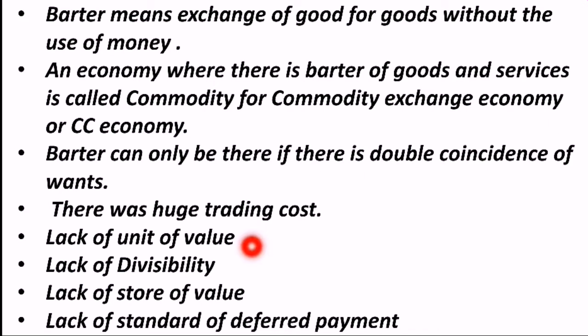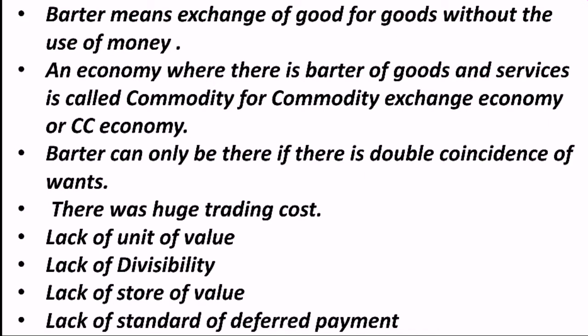And then there was lack of divisibility. Now, what is divisibility? See, there are certain goods which cannot be divided. For example, you cannot give half cow to someone, right? Because cow will not fetch milk then. Okay, cow is for milk, and there is no point of giving half cow to someone. So some goods cannot be divided and subdivided, right? So in the barter system, there was impossibility of subdivision of goods without the loss of their value.